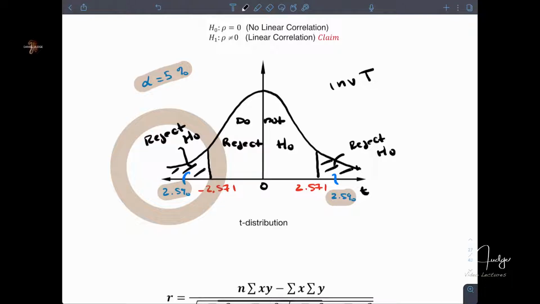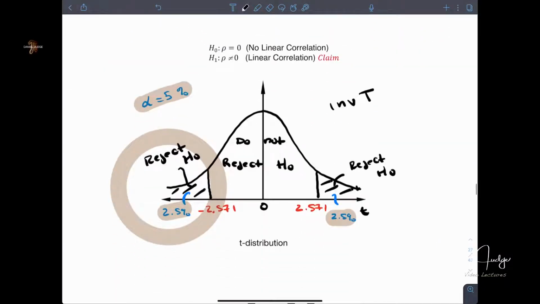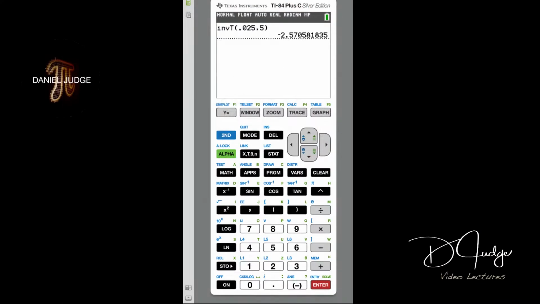Left tail, 0.025. And our degree of freedom, I believe, was 5. Let me double check. Sure was. Okay. We're going to paste this. Here we go. And you're going to get negative 2.571 to the nearest thousandth. And sure enough, that's what we got here by using the default.